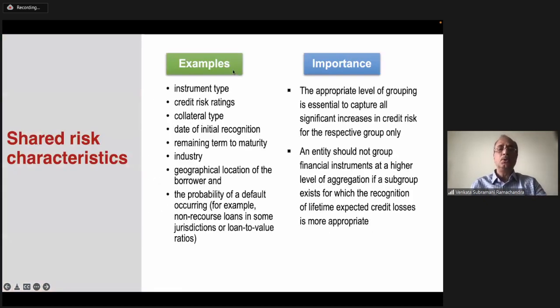So segmentation. The examples of segmentation could be by instrument type, credit risk ratings, collateral type, date of initial recognition. There are so many methods by which you can aggregate those loans, which share common risk characteristics, and they should be grouped together. Now, the one word of caution here is that you cannot have so granular segmentations which will defeat the very purpose. That means you cannot say, okay, I have about 1,000 loans, and I want to classify them because I think that each one of the loans is completely different from the others, so I want to classify it as 1,000 different segments.